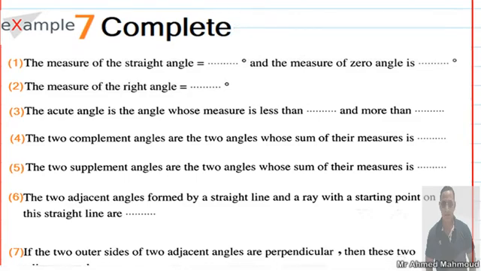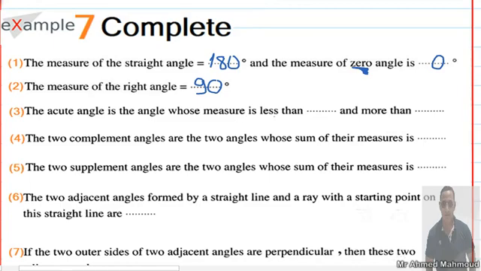Please concentrate with me. The measure of the straight angle equals what? It's equal to 180 degrees, and the measure of the zero angle equals 0 degrees. Of course, there is a difference between 0 like this and 0 like this. This one is the type of the angle written by letters, and this is the measure of the angle written by number. The measure of the right angle equals 90 degrees.